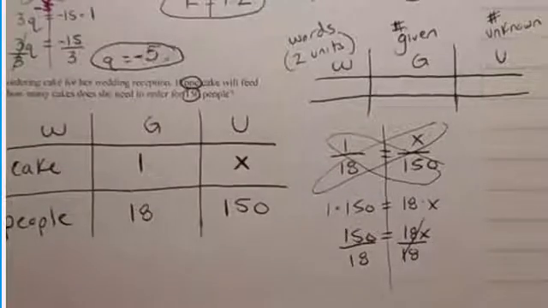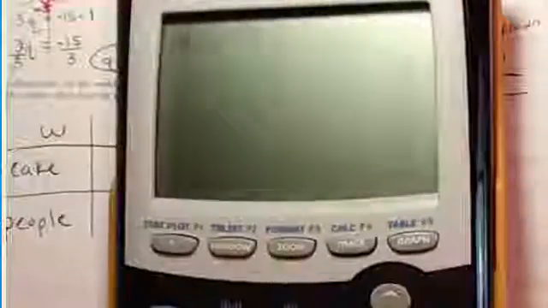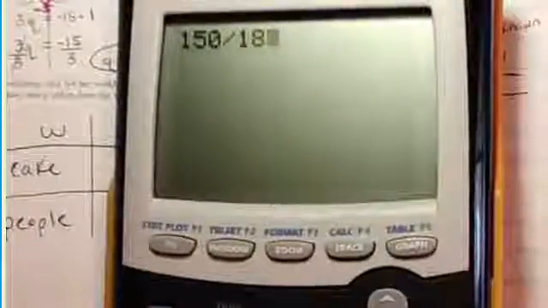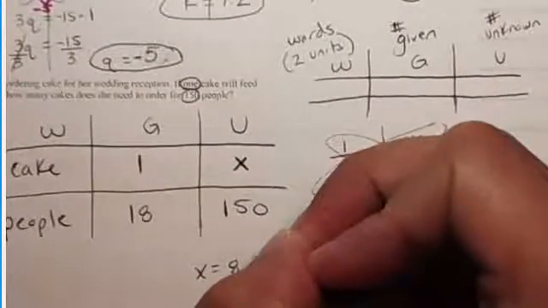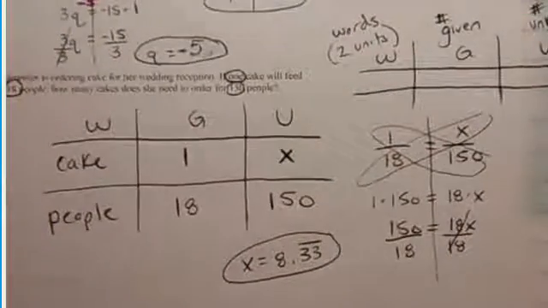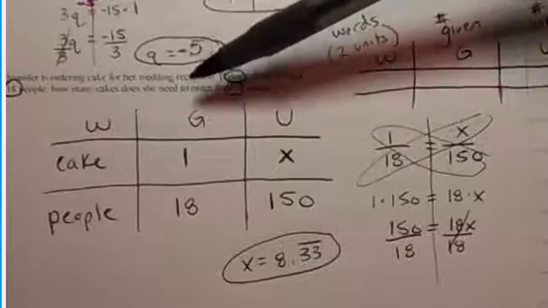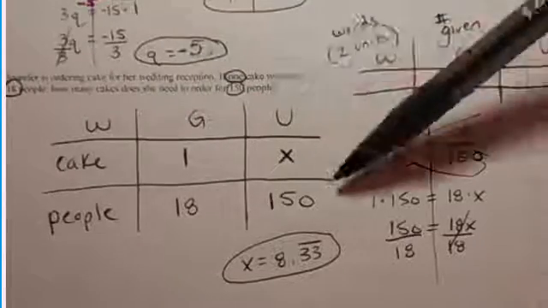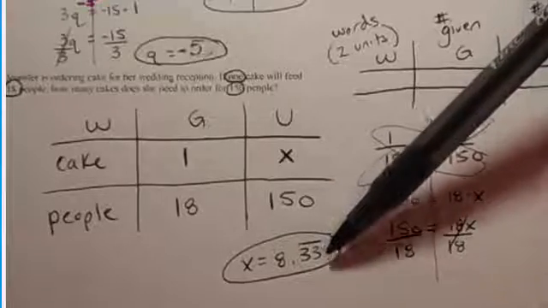So when I plug that in my calculator, I have 150 divided by 18, which is 8.33333. So my variable here is equal to 8.3 repeating. Now let's go back and check to make sure that answers our question. It says, how many cakes does she need in order to feed 150 people? Does that make sense? 8.33 cakes.